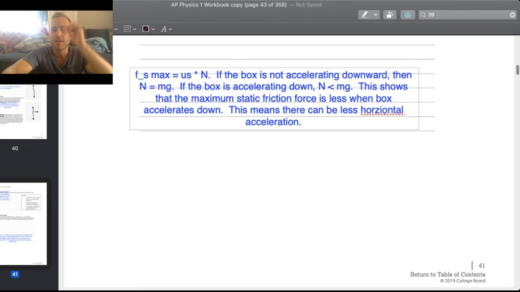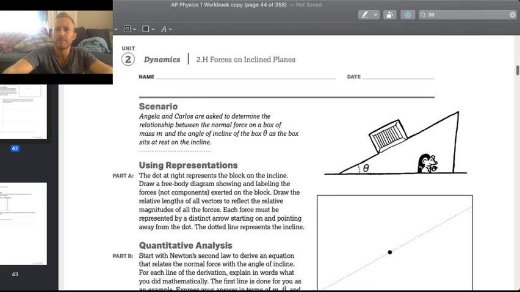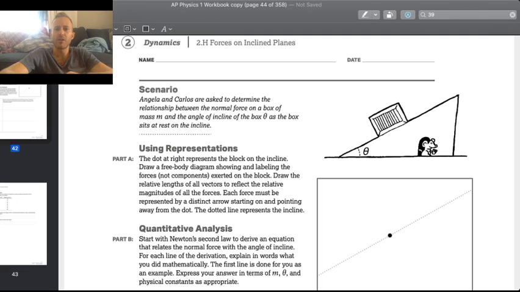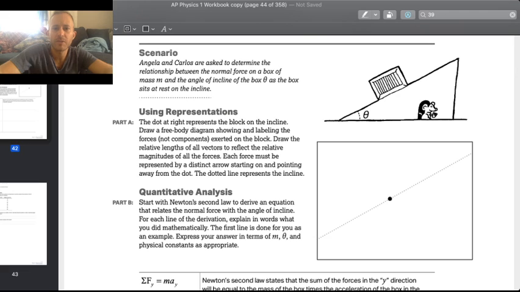All right, so I think I got one more question here. Let me see if I have any questions from you guys. Nothing. All right, Angela and Carlos are asked to determine the relationship between normal force on a box of mass m and the angle of incline of the box, theta, as the box sits at rest on the incline. The dot at right represents the block on the incline. Draw a free body diagram showing and labeling the forces exerted on the block.